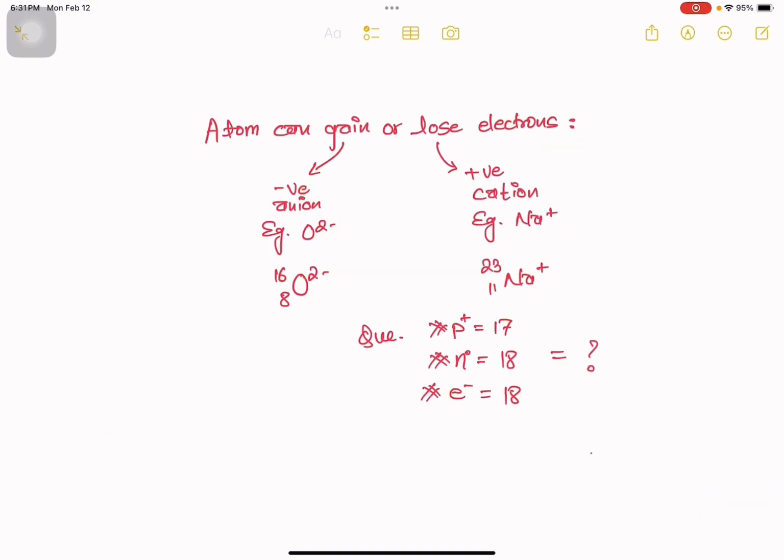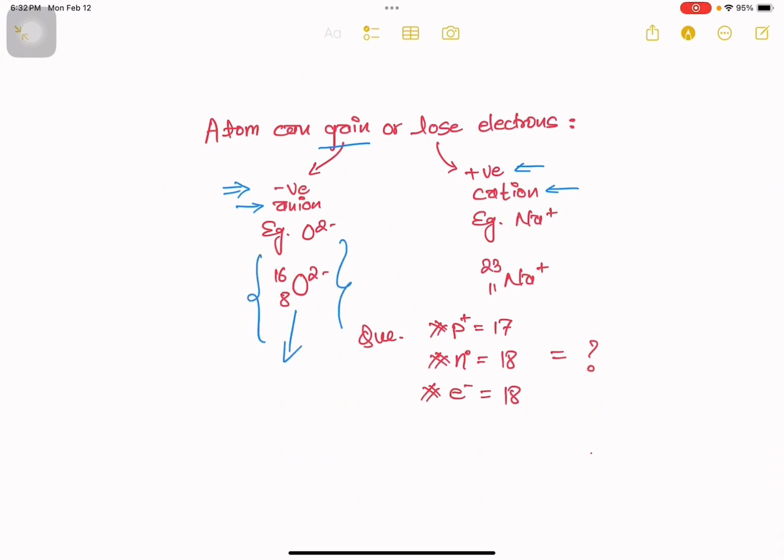Atoms can gain or lose electrons. If it gains an electron, the atom will have negative charge, and we call that an anion. If it loses an electron, it gains positive charge, and we call that a cation. If it gains an electron, it is negative charge. That also tells me that the atom has more electrons than protons. If it loses an electron, that positive charge tells me that this atom has fewer electrons compared to the protons.